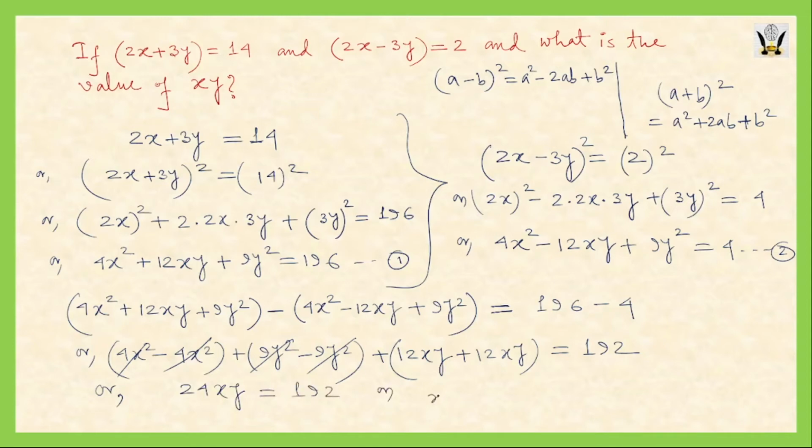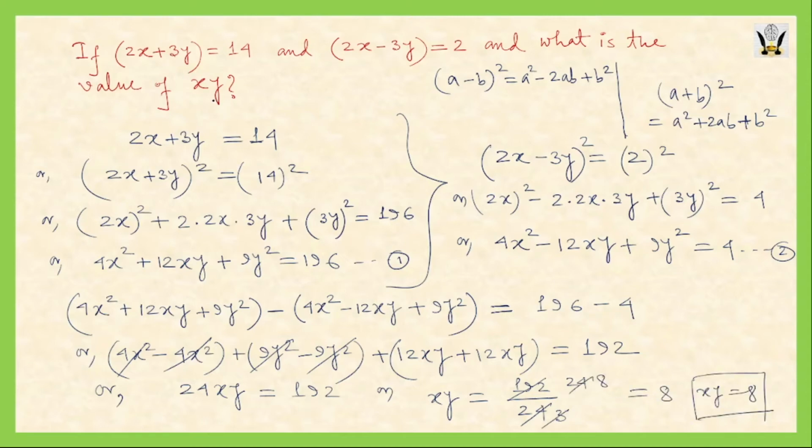So simply the value of xy will be 192 divided by 24, and if we divide by 8, it will be 8 3s are 24, and it is also 8 2s are 16, and 8 4s are 32. Then 3 8s are 24, so the final answer is 8.